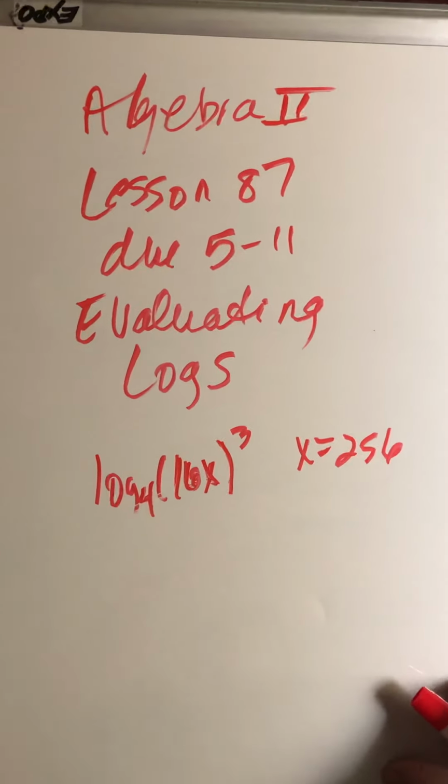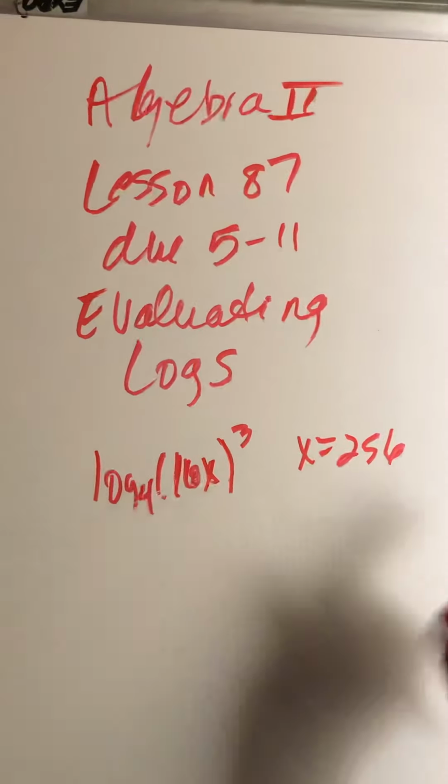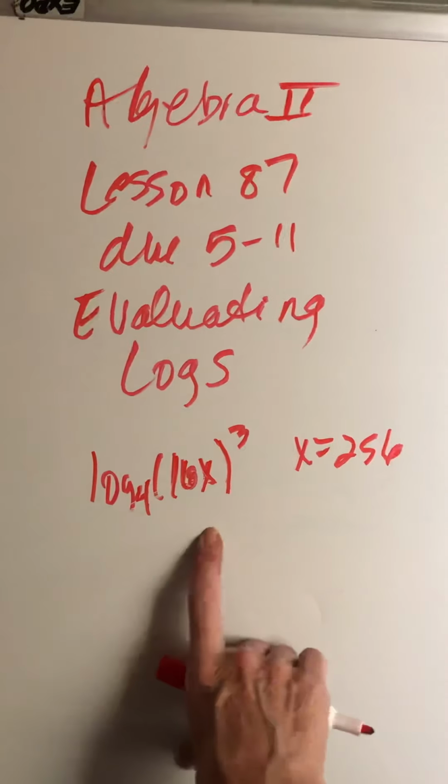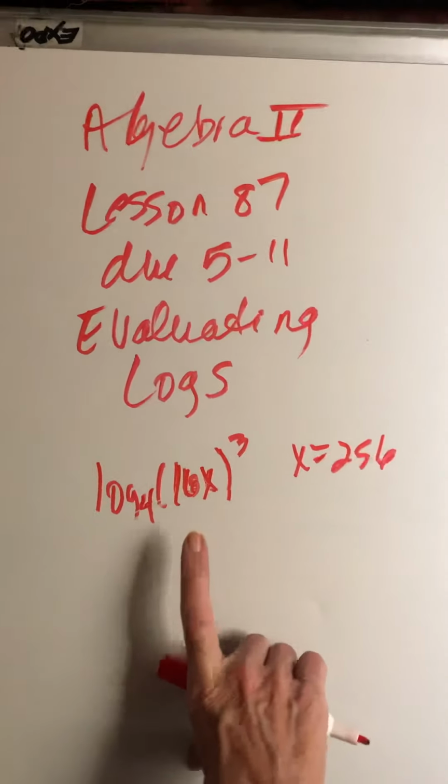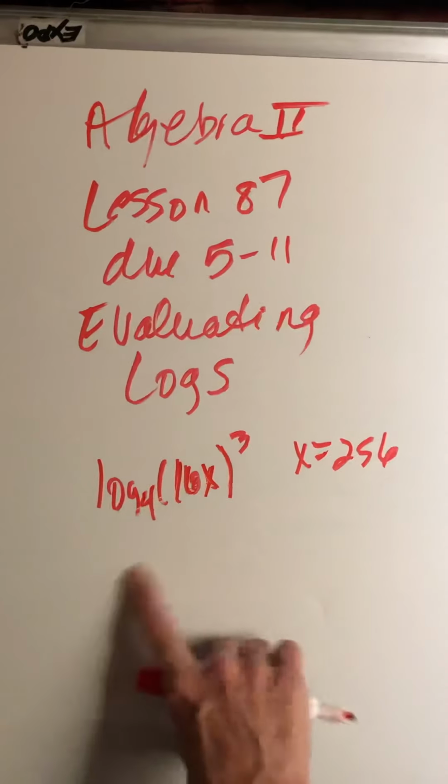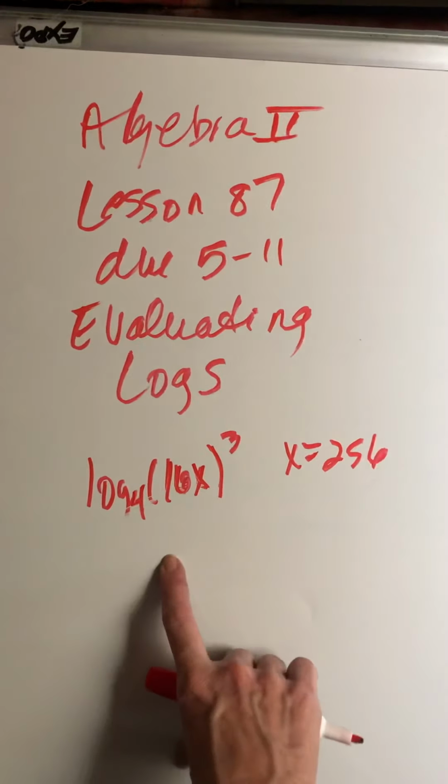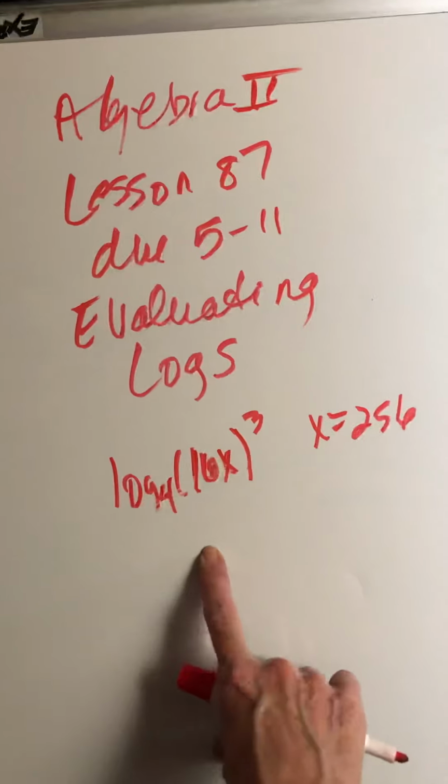Okay, so this is lesson 87 for Algebra 2. It's due Monday the 11th, and it's evaluating logs. So I'm going to show you a different way than the book shows you to evaluate these logs, okay? Because we can use what's called a change of base formula. So that's what we're going to do.